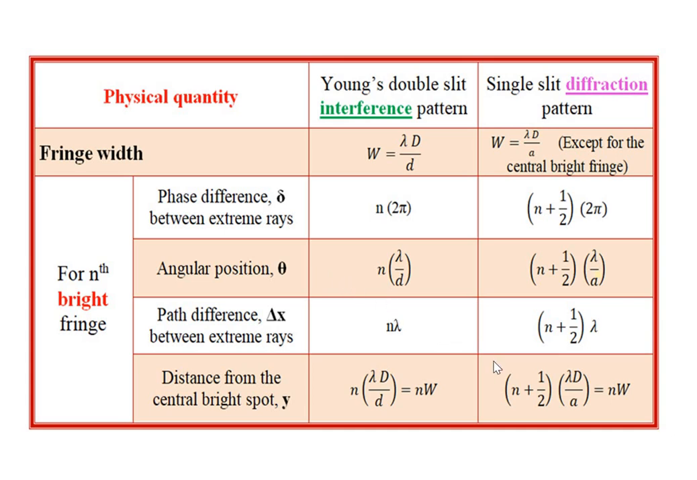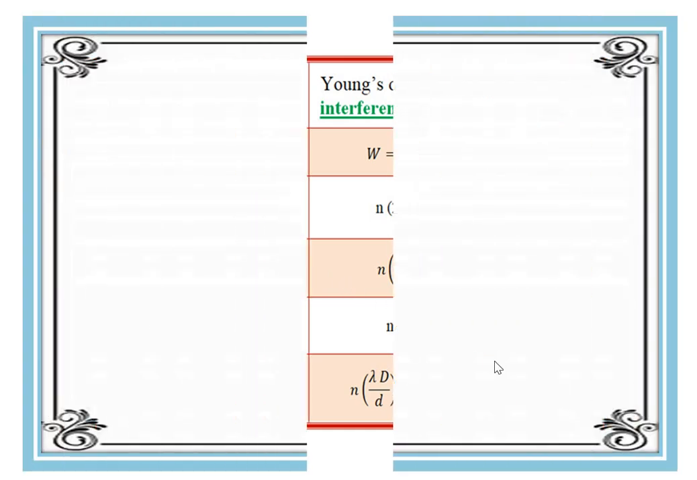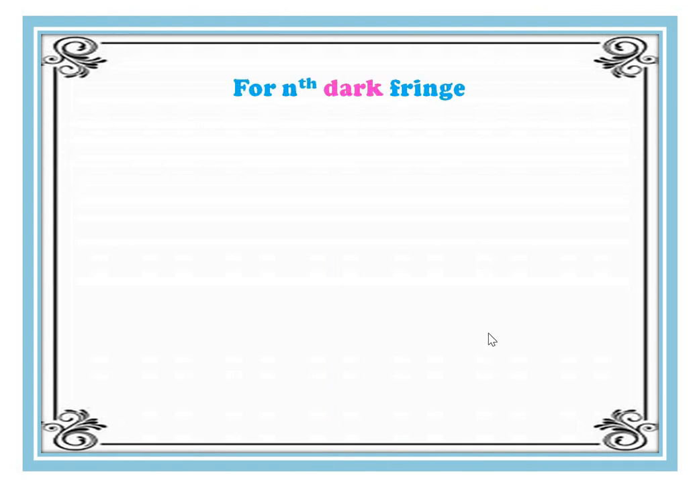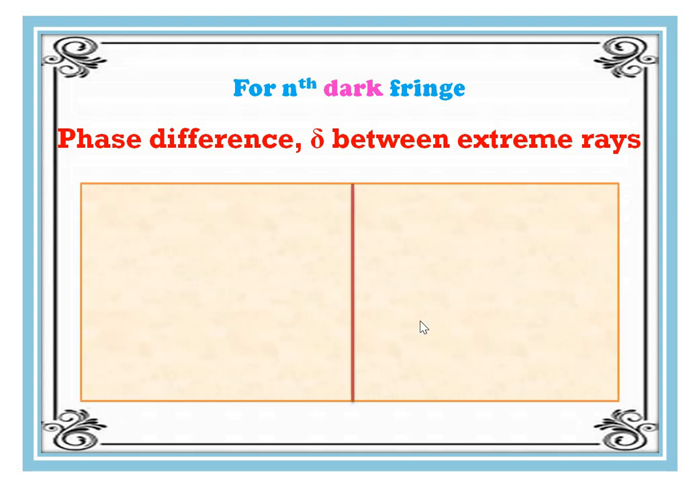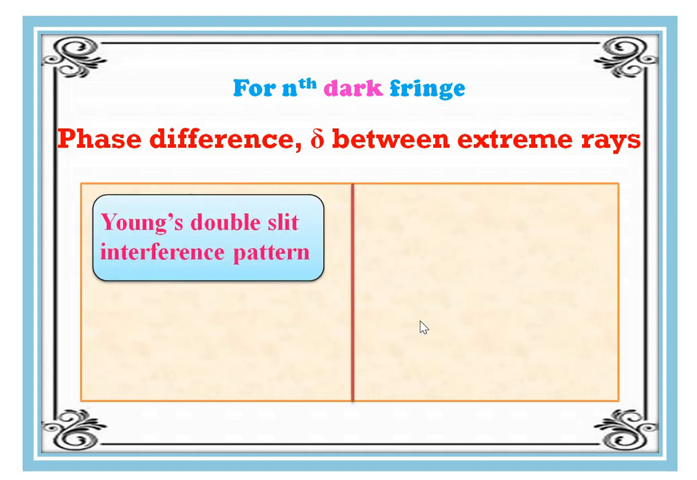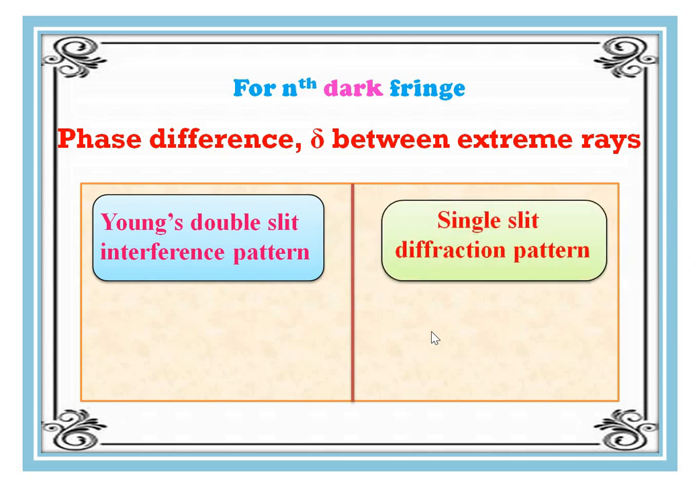Next, for the dark fringe. For the nth dark fringe, the first quantity we discuss is the phase difference delta between the extreme rays. In Young's double slit interference pattern, the formula is n minus 1/2 times 2 pi. And in single slit pattern, the formula is simply n times 2 pi.